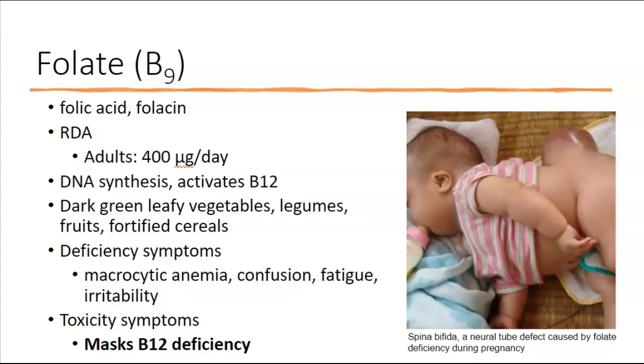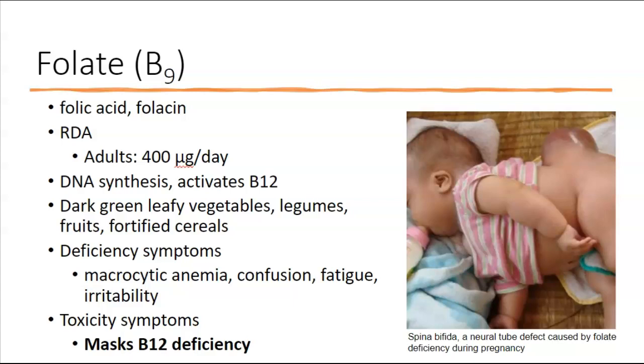So it's really important that women of childbearing age get enough folate in their diet, because it helps create or reproduce DNA. It also activates B12. Where do we find it? Dark green leafy vegetables, legumes, fruits, and of course fortified cereals.